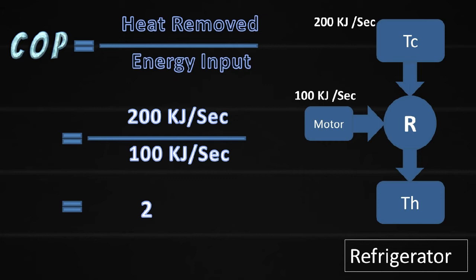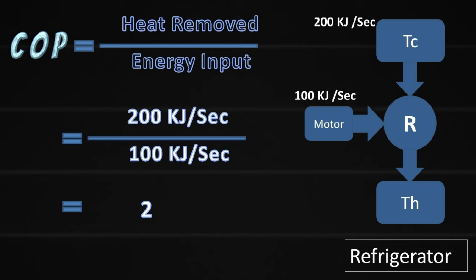Here is a refrigerator which absorbs electric energy from the mains. A motor converts this electric energy into mechanical energy, that is torque or rotation of the shaft. This mechanical energy is used to drive the compressor. Let's consider a work input of 100 kJ per second given to the compressor, and the refrigerator absorbs 200 kJ per second of heat from the evaporator. Then the COP of the refrigerator will be heat removed divided by energy input, which is 200 kJ per second divided by 100 kJ per second, that is 2.